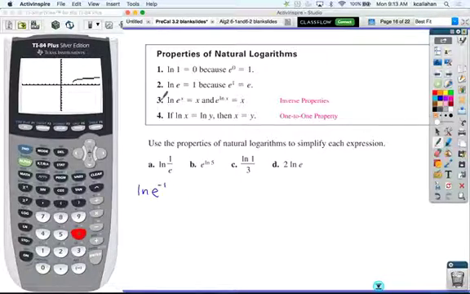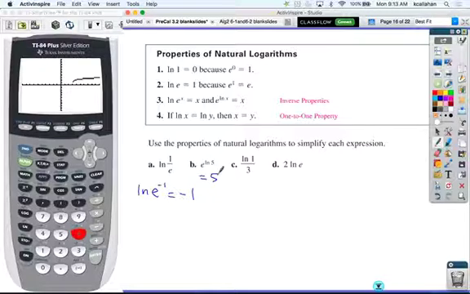This one. Ln of e to the x equals x. So what does this one equal? -1. Since the base of the logarithm equals the base of the exponential that's inside, the exponent just comes out. How about this one? E to the ln of 5. Which property is that? It's this right here. E to the ln of x equals x. So in this case, it equals 5.